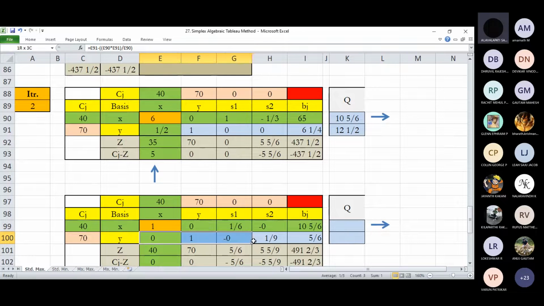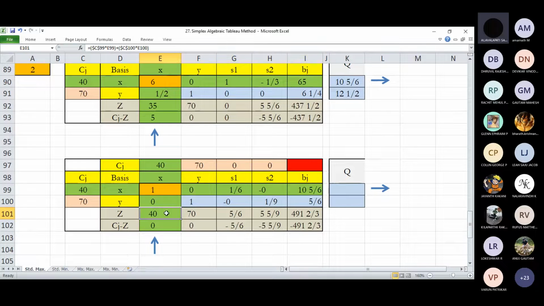Same way you repeat the procedure for all the other things, and finally, since x is here, we'll put a coefficient of x here. So this will become 40 into 1 plus 0 into 70, that's the z value, and 0 into 40 plus 1 into 70, this is 70, and 1 by 6 into 40 plus 0 into 70, this is 5 by 6.